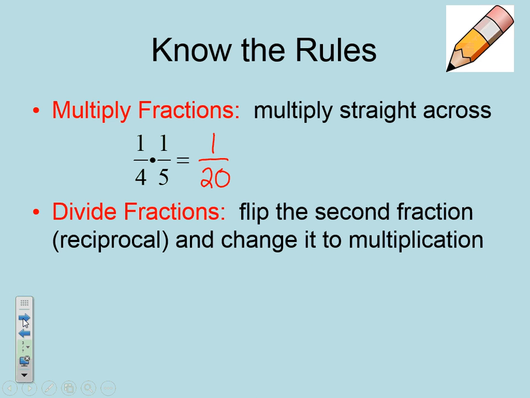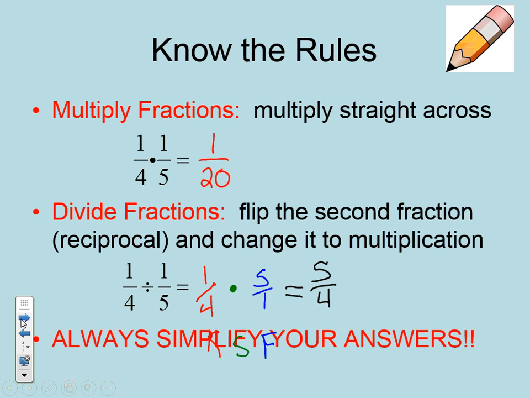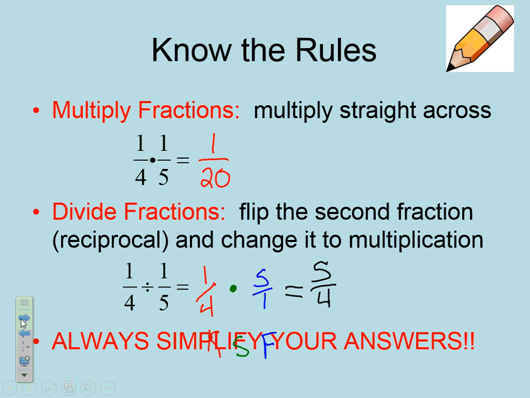Now when we divide fractions, we have to flip the second fraction, the reciprocal, and change it into multiplication. So remember, we keep our first one, we switch to multiplication, and then we flip our second one. Keep, switch, flip. And then now we just multiply like normal, straight across, so we're going to get 5/4. And we can leave things as improper fractions, that's just fine. But we do need to make sure that we always simplify our answers.